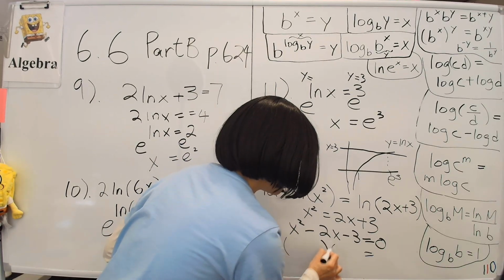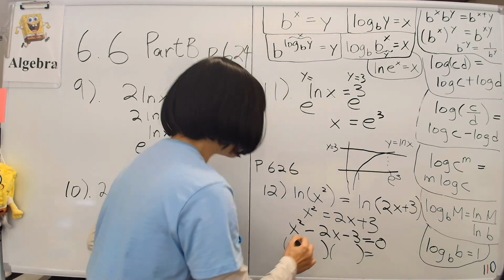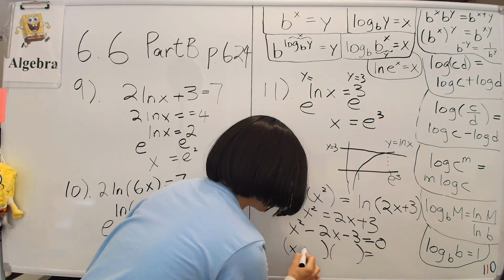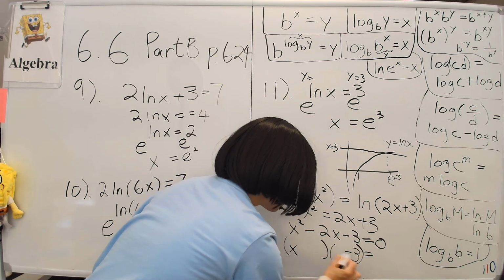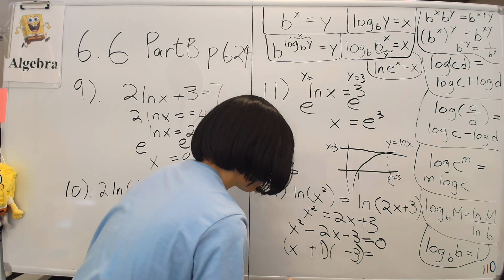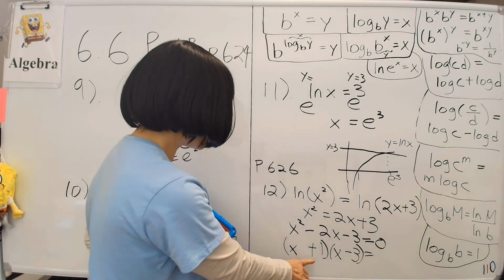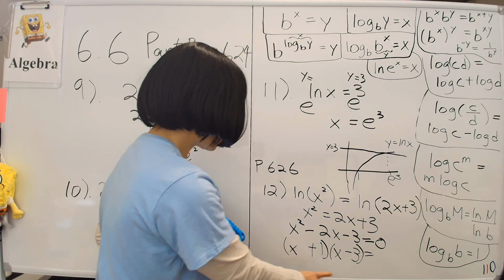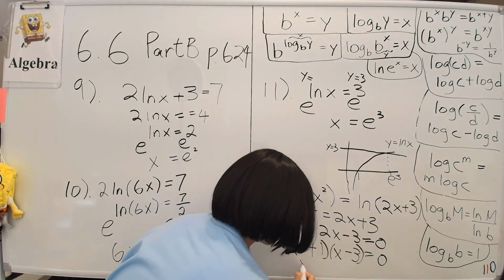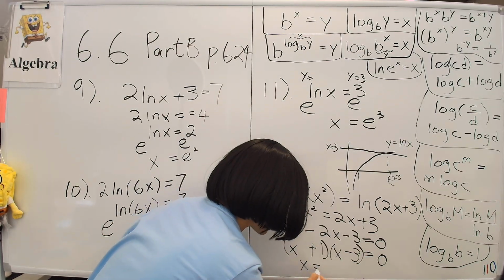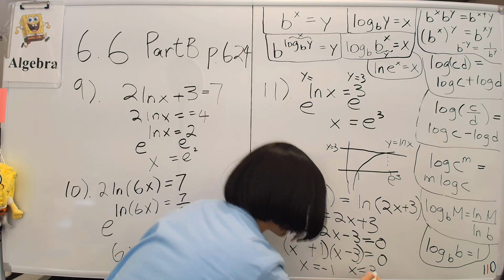Please review how to do this. This is done all the time, so you do need to know how to do this really, really well. The factors are minus 3 and plus 1, because minus 3 plus 1 is minus 2. And that's about it. So x plus 1 is 0, which is x is minus 1. x minus 3 is 0, x equal to positive 3.